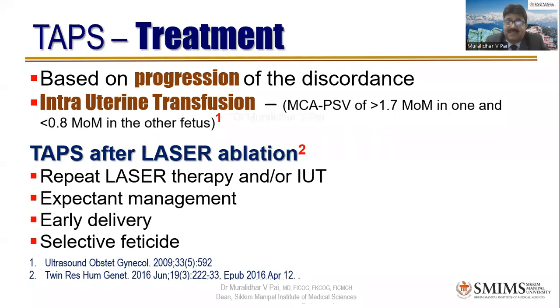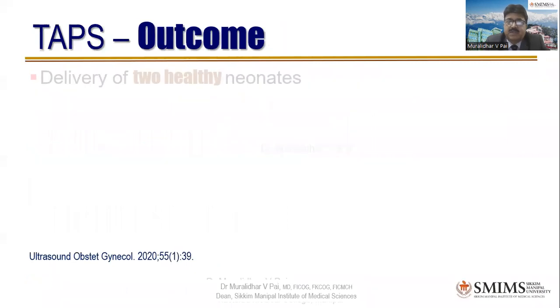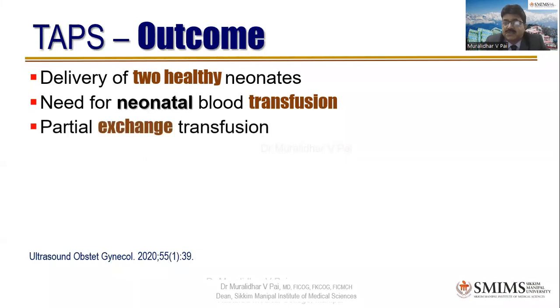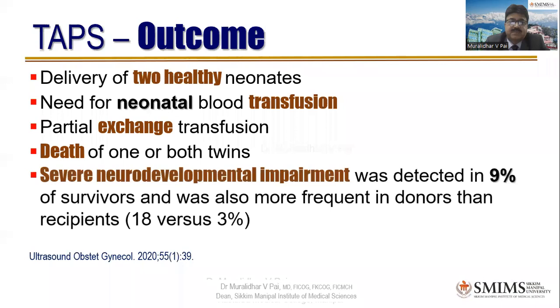Or the worst case scenario, selective feticide, which is not at all a good option. At least I don't advise that. What are the outcomes of TAPS? The delivery of 2 healthy neonates most of the time, hopefully, and need of neonatal blood transfusion, that's fine. Partial exchange transfusion, also okay, but death of one or both the twins is not okay.